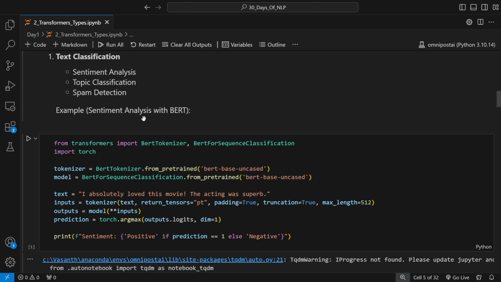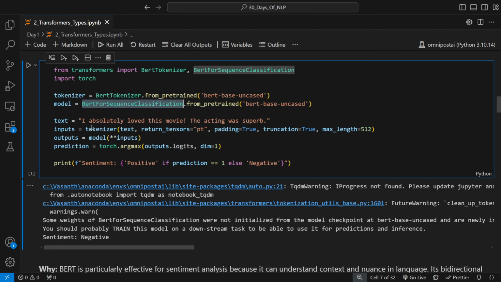First, we are creating a tokenizer, which is BERT base uncased here. That will convert the sentence into tokens, and then provide a number for those tokens based on its vocabulary. Then that is provided to the model for sequence classification, which is a BERT model with a classifier layer at the end, known as the classification head. That will try to say: I absolutely love this movie. The acting was superb.